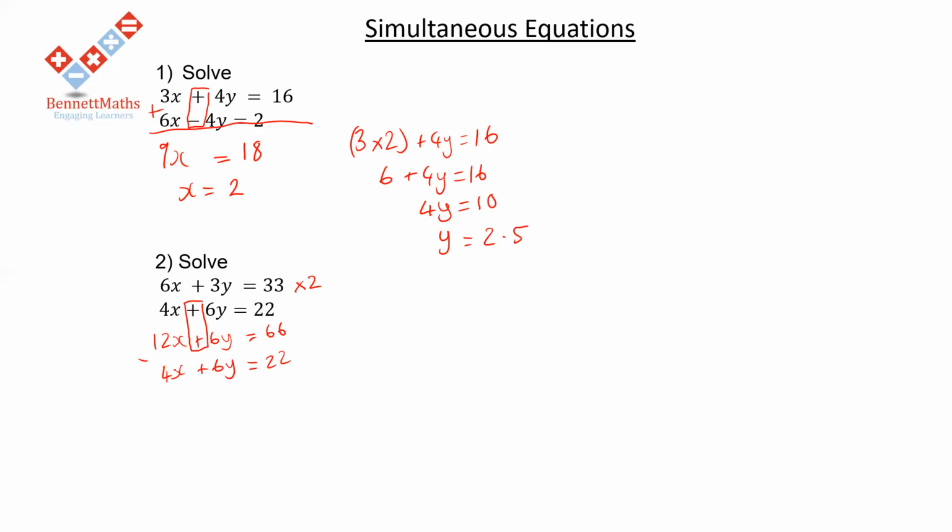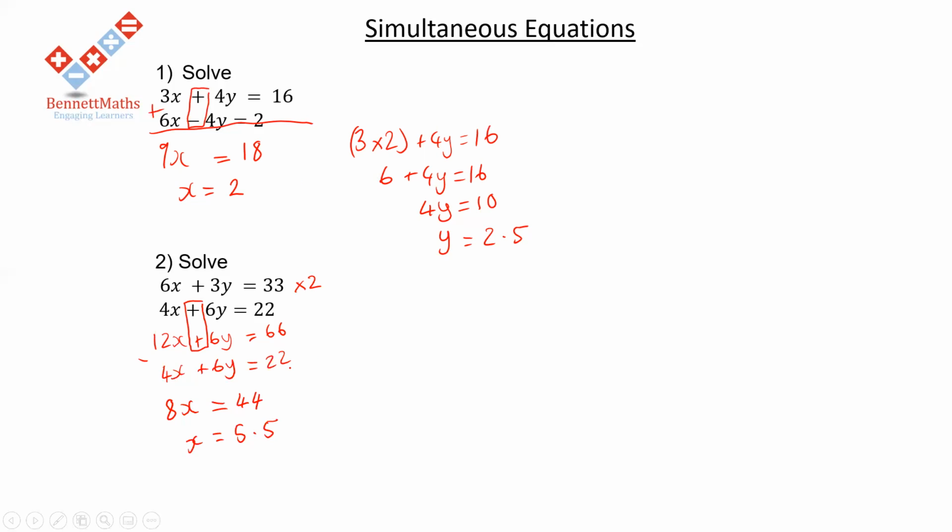So we do 12x take away 4x, that gives you 8x. 6y take away 6y gives you 0. And then 66 take away 22 gives you 44. We then do 44 divided by 8, and that tells you that x is equal to 5.5. So we found the value of x.